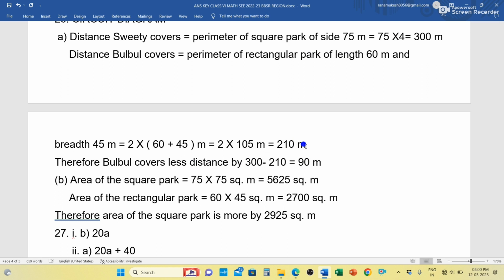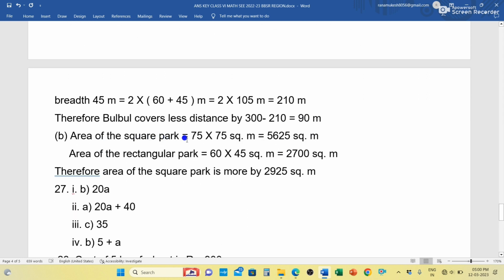How much less distance does he cover? She covers 300 minus 210 equal to 90 meter. Now the area of the square park. Area of a square is side into side. So 75 into 75, that will be in square meter, because length is in meter, so area will be in square meter. Area is always in square unit. So 75 into 75 equal to 5625 square meter.